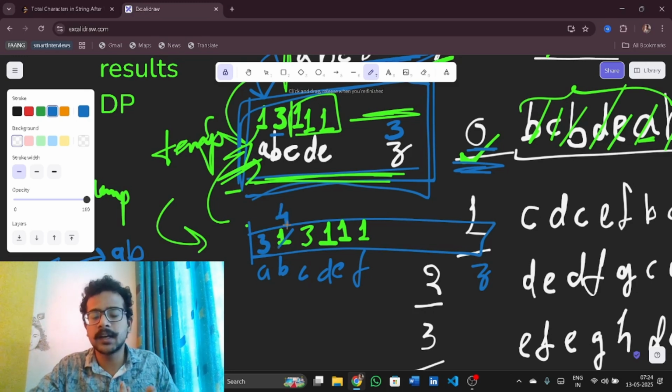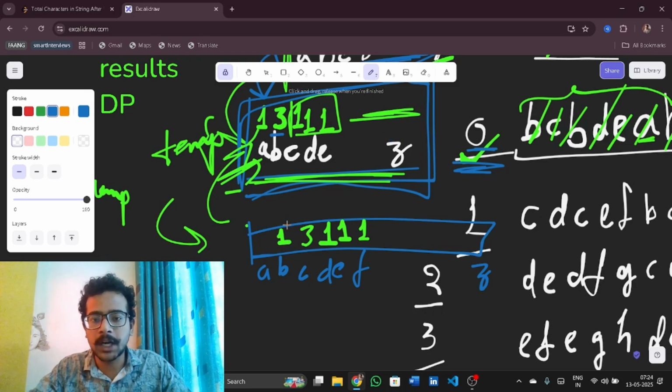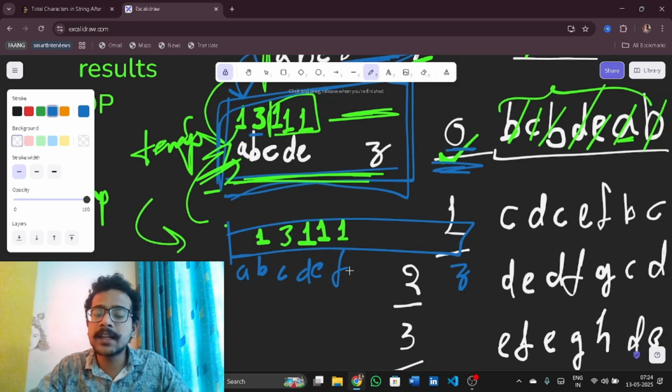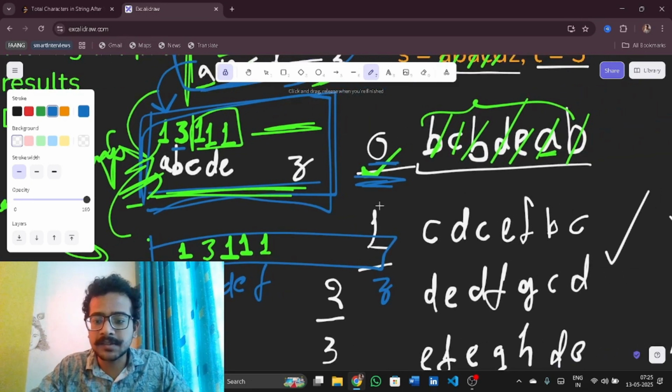But just hypothetically, I am taking Z three times, and this will be the array. Let us see. B is for one time. C is for three times. One, two, three. Exactly. We are perfect.